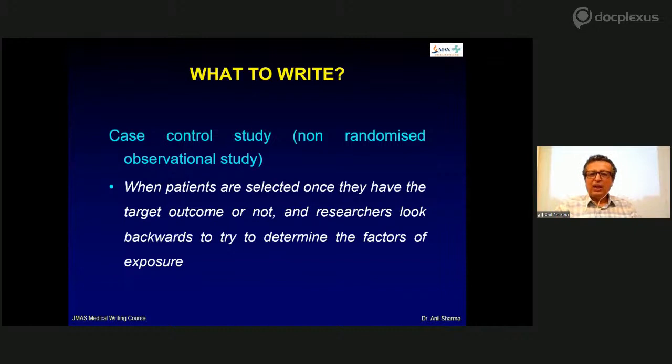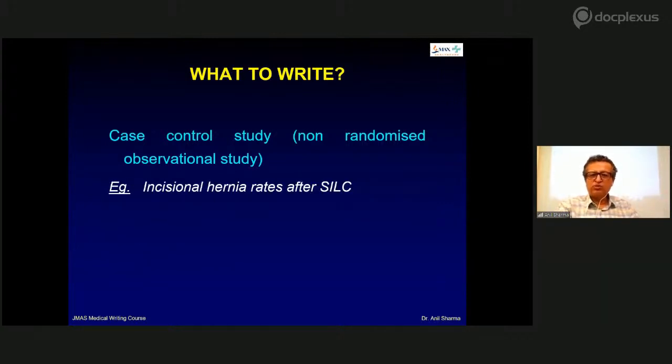So you have, say, 100 patients that had undergone single incision laparoscopic cholecystectomy, and 10 of them now have an incisional hernia. So you can talk about those 10, the rest 90, and then try and look at factors that caused the incisional hernia, perhaps length of the incision, perhaps the manner of surgical closure, perhaps the sort of suture that was used, and so on and so forth.